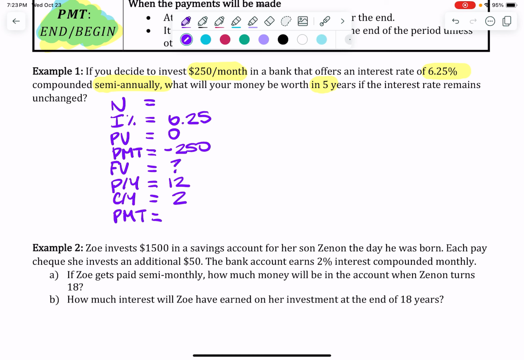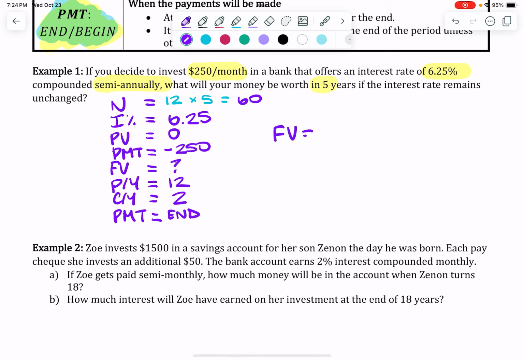Now, it doesn't tell me when I'm investing that money other than every month. It doesn't say at the beginning, it doesn't say at the end. So it is auto-assumed end unless stated explicitly as beginning. For my number of years, that's my PY, which is 12. My number of payments is PY, which is 12, times my number of years, which is 5, which gets me 60. Now I can plug that in.